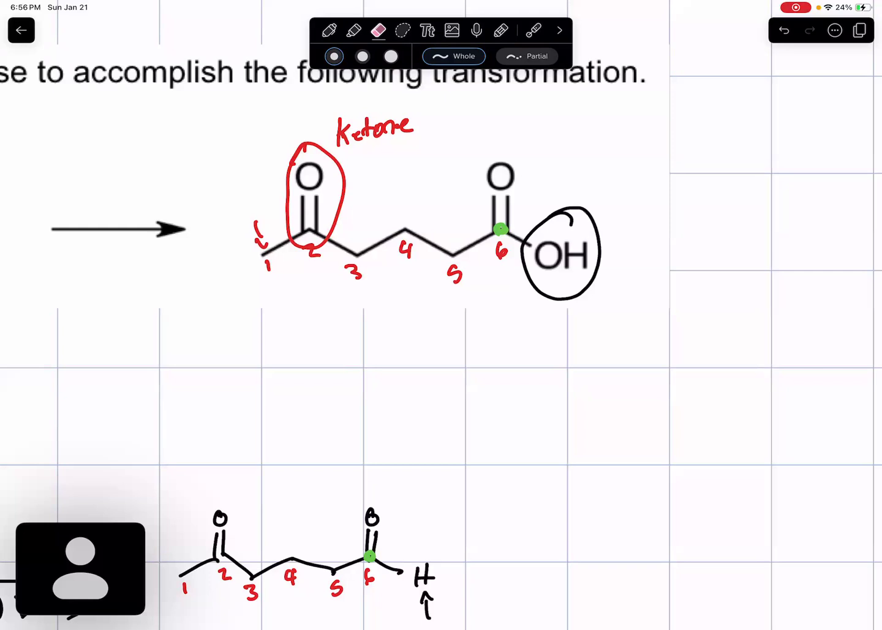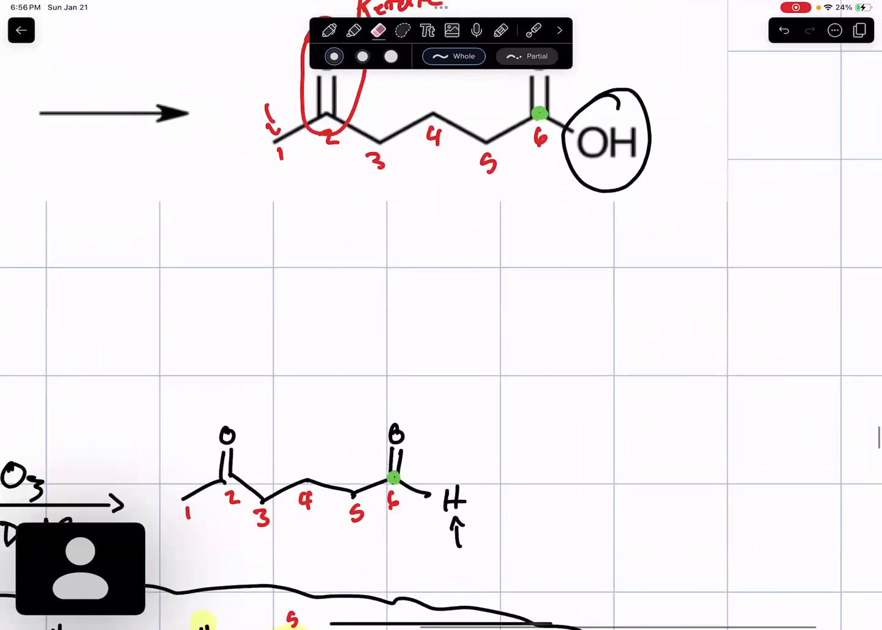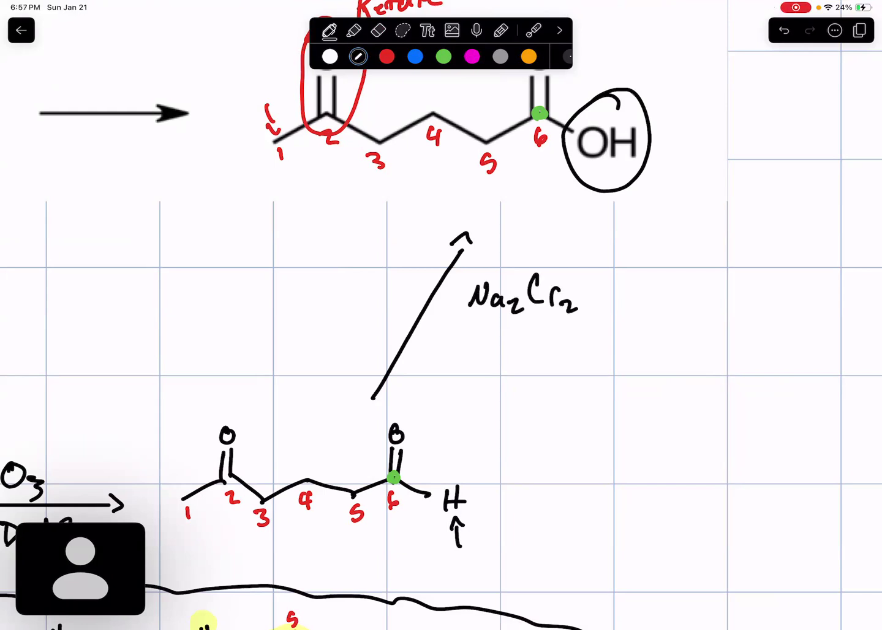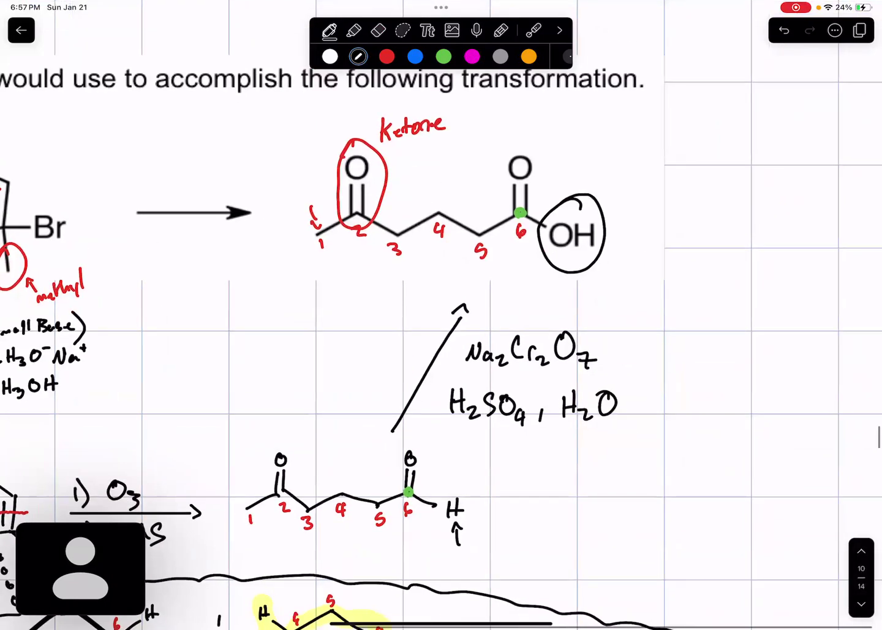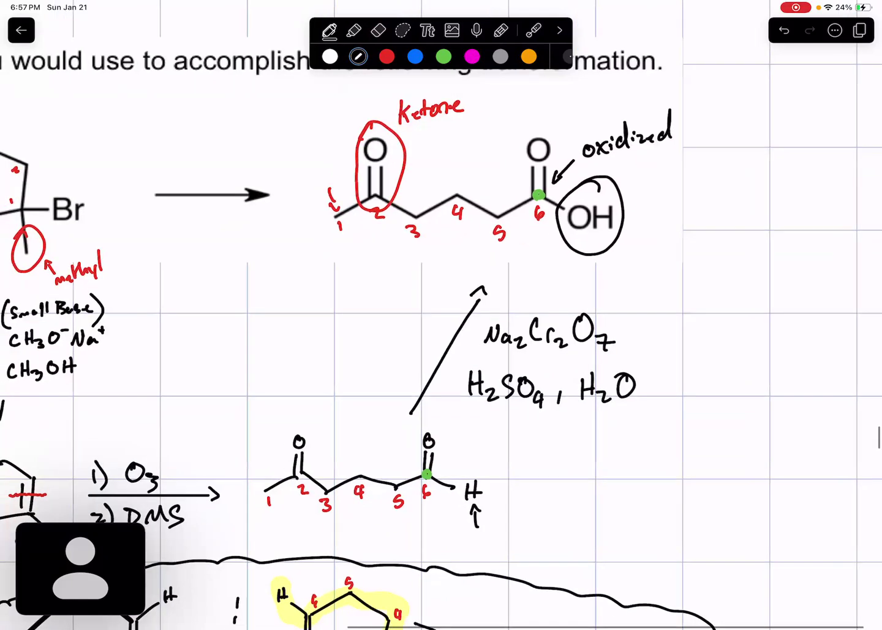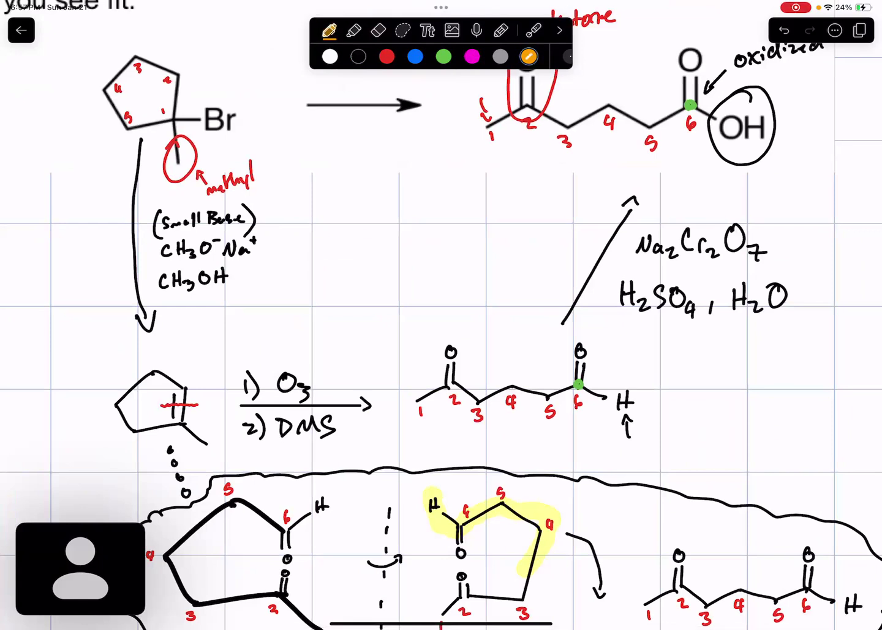Is it the chromate? Yeah, it's just simple chromic acid. So if we use chromic acid, Na2Cr2O7, in sulfuric acid and water, we've oxidized this carbon. This has been now oxidized. All right, but does that do anything to this carbon in orange?